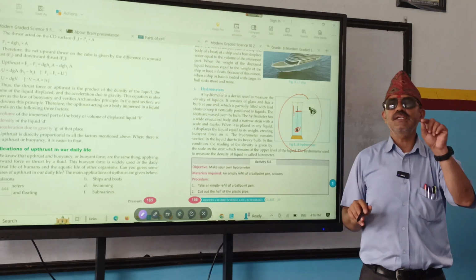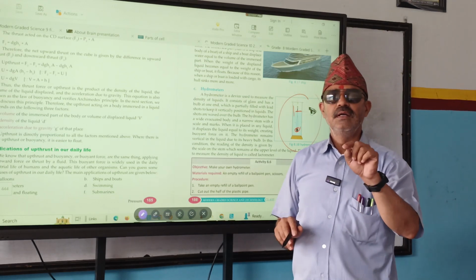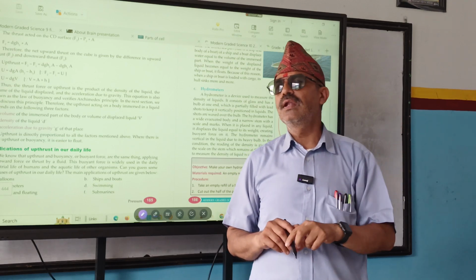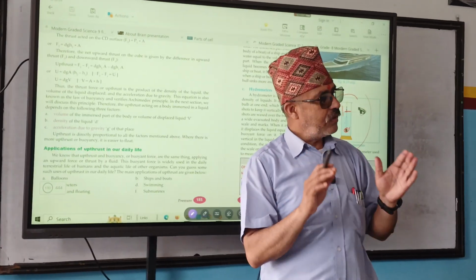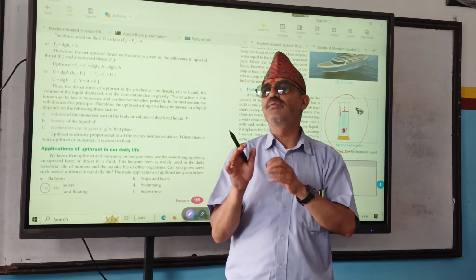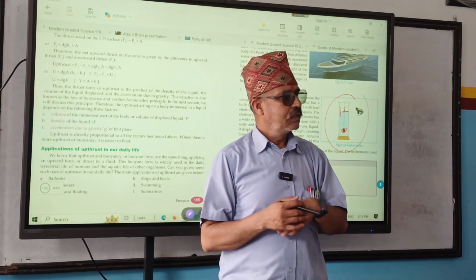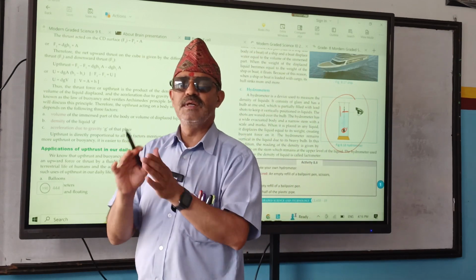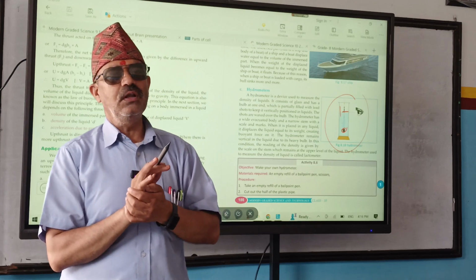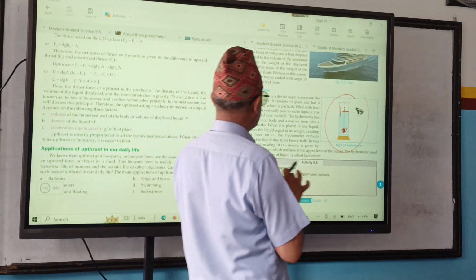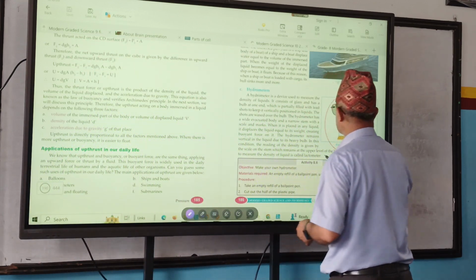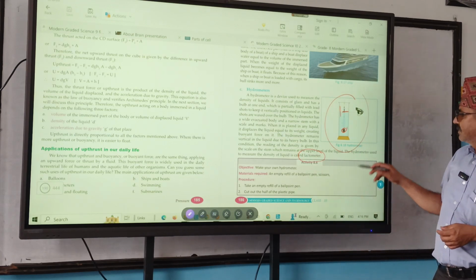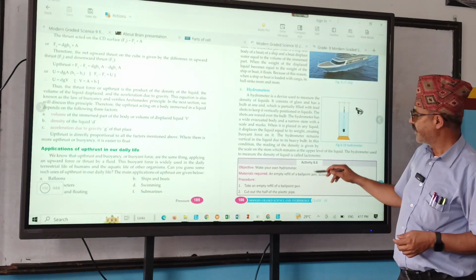There is a special type of hydrometer that measures the density of milk, that is called a lactometer. The device which is used to measure the density of liquids is called a hydrometer. But the special device which measures the density of milk is called a lactometer. So, lactometer, not lactogen. Lactometer, right?